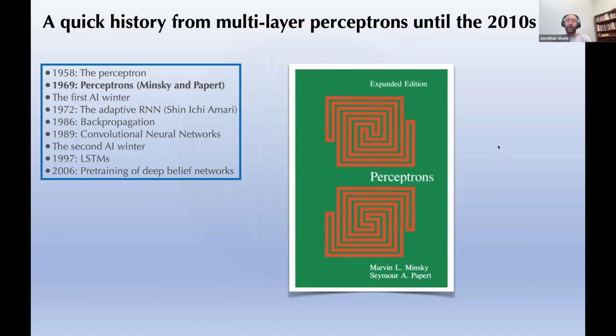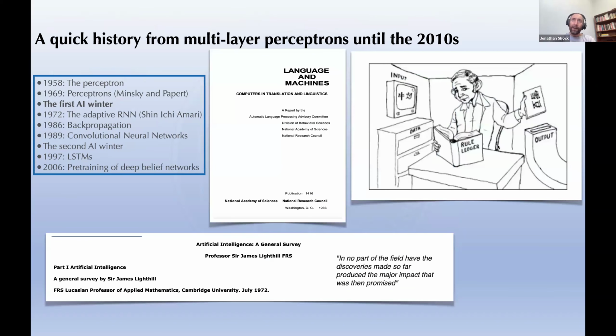So people had been very excited. You saw the quote from the New York Times about how the perceptron was going to give rise to self-replicating, talking, walking, conscious machines. And Marvin Minsky and Seymour Papert came along and showed that, well, maybe we should hold our horses. This, along with a report called the Lighthill report, put a bit of a halt on the development of AI. It really said, actually, the things that we thought were going to come about really couldn't come about. And in fact, Sir James Lighthill in his report said, in no part of the field have the discoveries made so far produced a major impact that was then promised. So this was 1972.